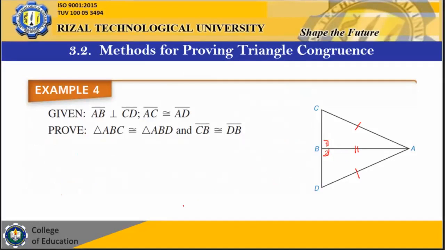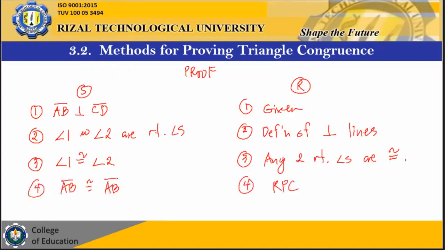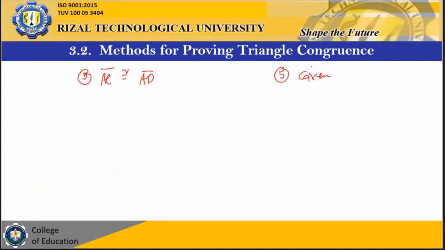Then what's next? Let's include now our given. For number 5, ilagay na natin yung given natin. What is our given in number 5? AC is congruent to AD. Okay? So that's our given. So, you know that AB is congruent, this, and this. We can now conclude that triangle ABC is congruent to triangle ABD.